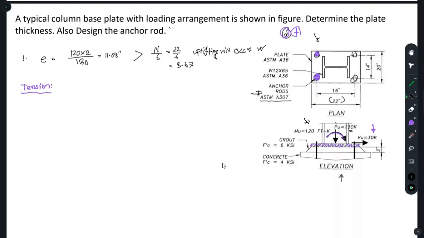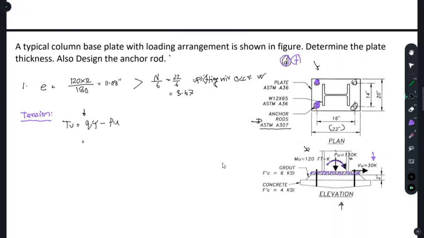For tension, you have an equation: the tension will be equal to Qy minus Pu. Here Q is the ideal load for bearing. What do you mean by that?